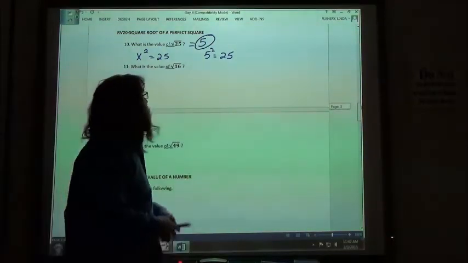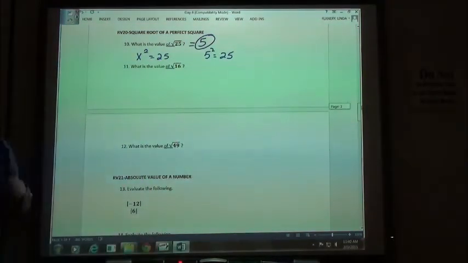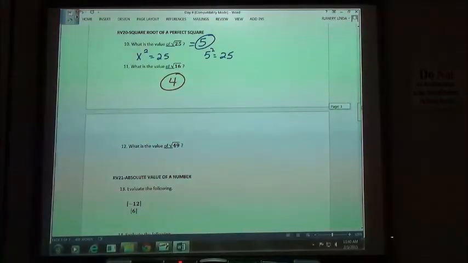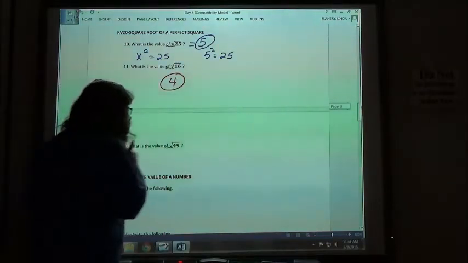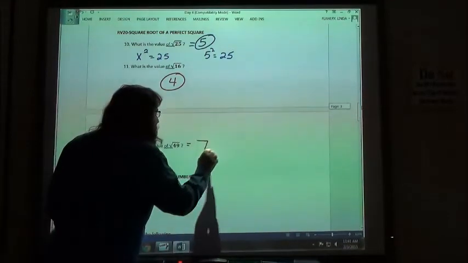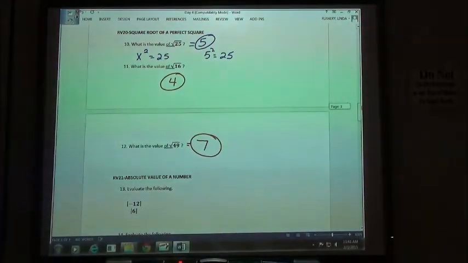So if I wanted to find the square root of 16, what number squared is 16? 4. 4 times 4 is 16. So what is the value of the square root of 49? What number squared gives me 49? Well, hopefully you know that 7 times 7 is 49. So the square root of 49 should just be 7.